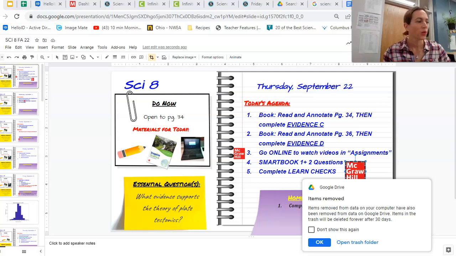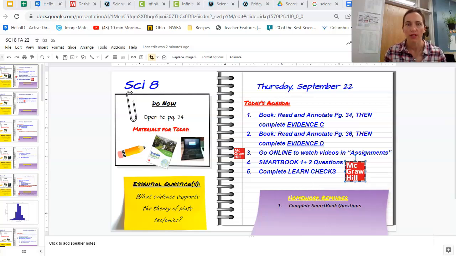All right, here we go. Today we are going to finish up lesson 2. So we are going to finish up evidence C, evidence D, and then you are going to begin your SmartBook questions through McGraw-Hill Red Square. And if you have time today, you will then complete 2 learn checks.